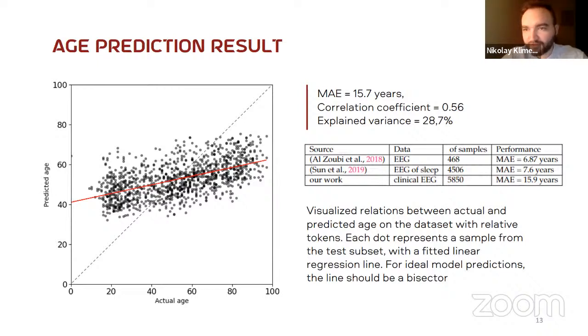So the closer it is to one, the better. Talking about the figure, each point is the prediction from the test subset. Ideally, if our model predicted the ideal age, it would be a bisector, obviously. As we may see, our model is far away from other best works in this field.